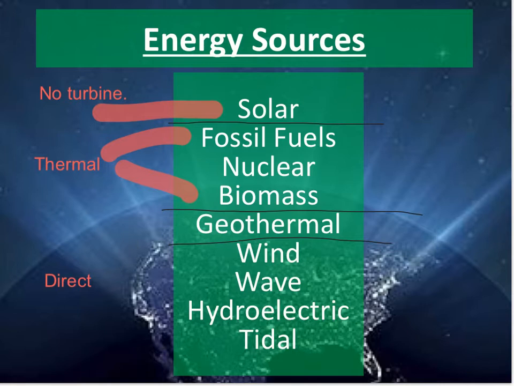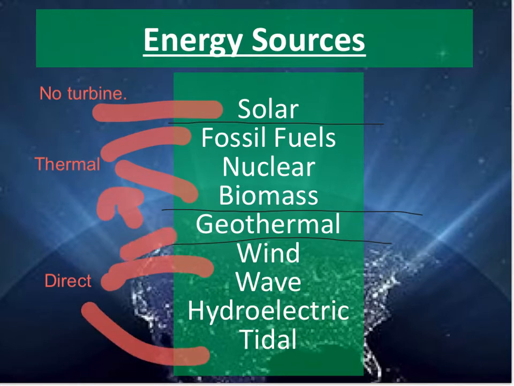The ones along the bottom here, so you've got wind, wave, hydroelectric and tidal, are all examples of direct turbines. They turn the turbine directly, either using the energy from the wind or the energy of moving water, and that turbine then drives the generator, and the generator produces electricity. So they're called direct. Now, the geothermal could potentially go either way. You can either use hot rocks to heat up water, which will then produce steam and drive a turbine, so that will be a thermal power station, or you can pump steam directly out of the ground and turn the turbine directly, and that will be a direct power station.